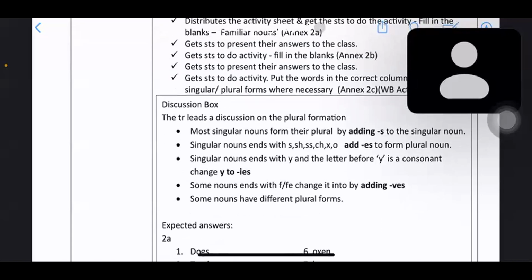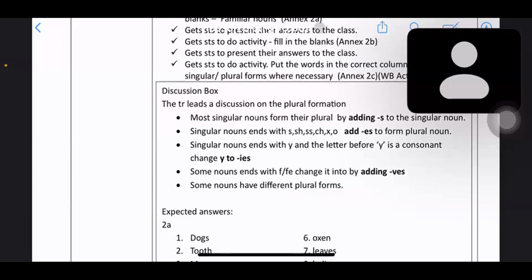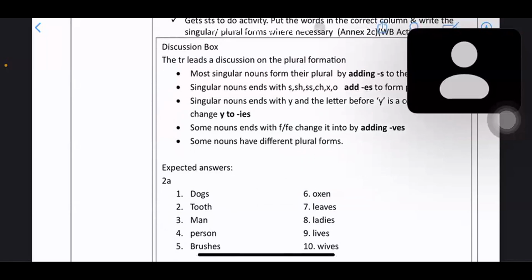When we convert a singular noun into plural, there are some rules. The first one is most singular nouns form their plural by adding s to the singular noun. Singular nouns ending with s, sh, double s, ch, x, o, we add es to form the plural noun. Singular nouns ending with y where the letter before y is a consonant, change y to ies. Some nouns ending with f or fe change by adding ves. Some nouns have different plural forms.